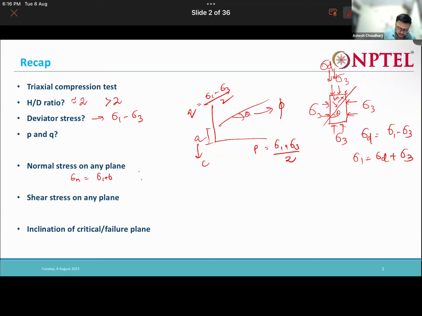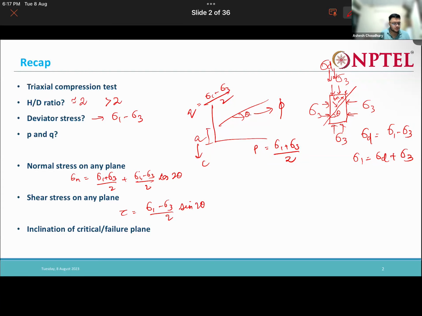Is plus sigma 2 plus sigma 2 cos plus theta. And what is the shear stress? Sigma 1 minus sigma 2. Okay.